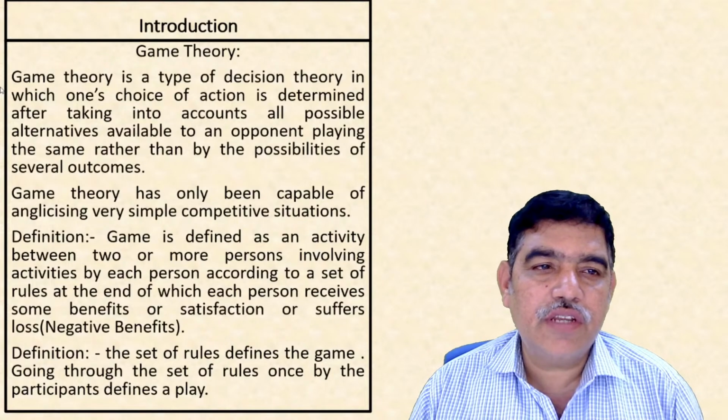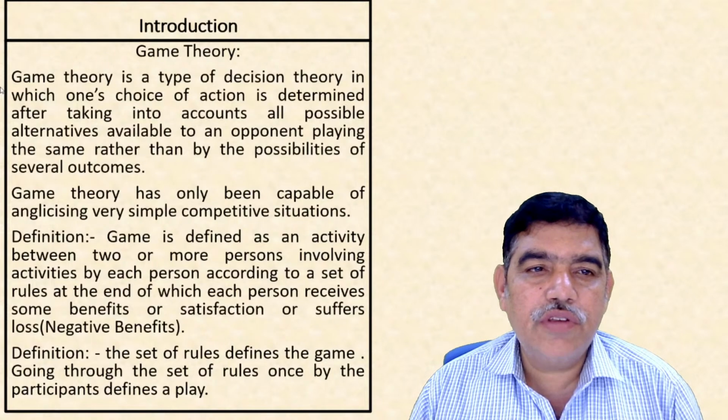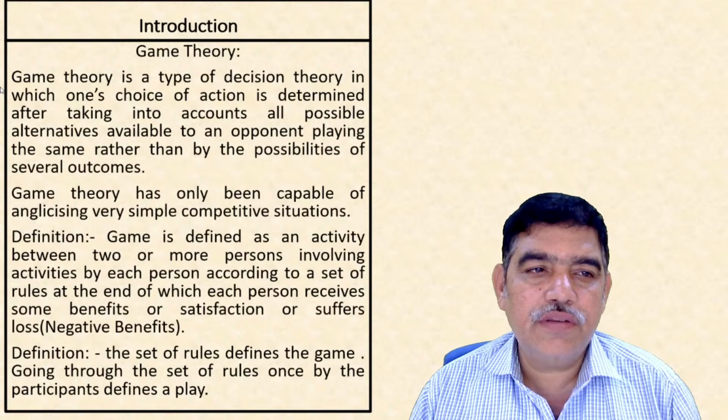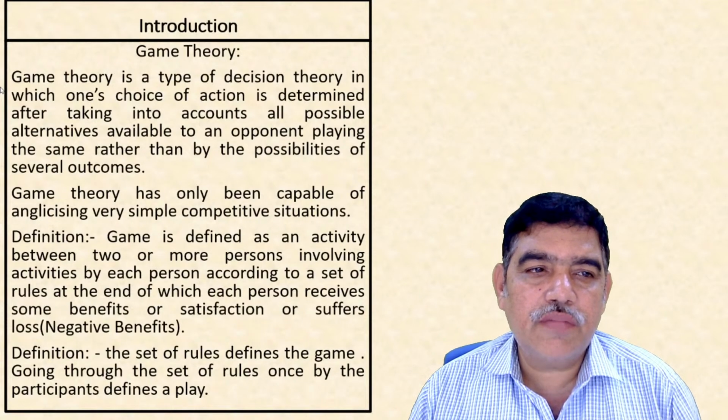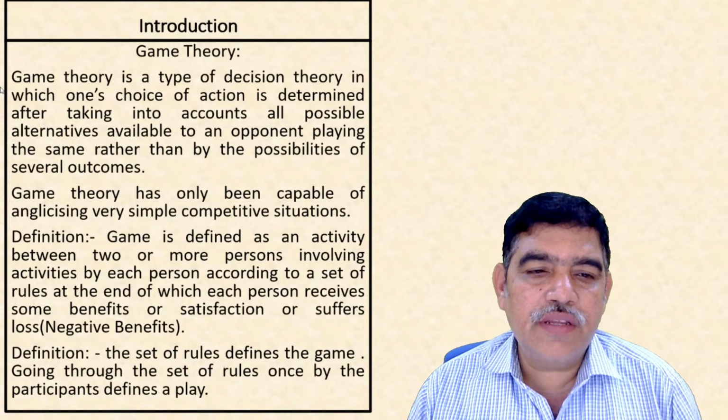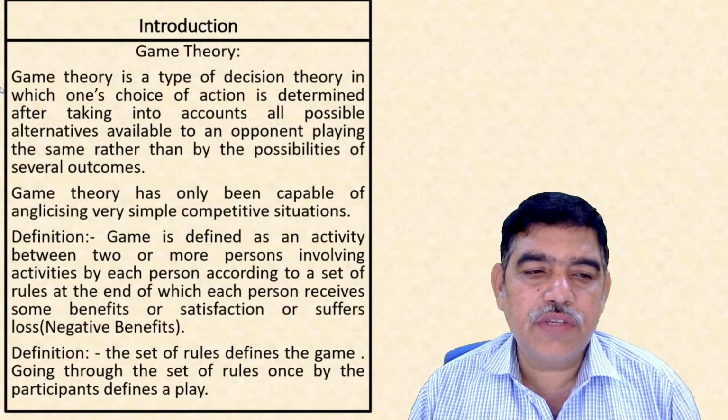Now we discuss what is actually game theory. Game theory is a type of decision theory in which one's choice of action is determined after taking into account all possible alternatives available to an opponent playing the same, rather than by the possibilities of several outcomes. Game theory has only been capable of analyzing various simple competitive situations.